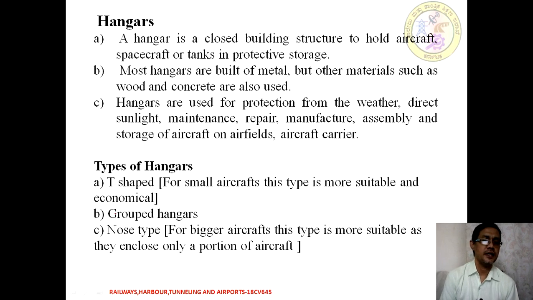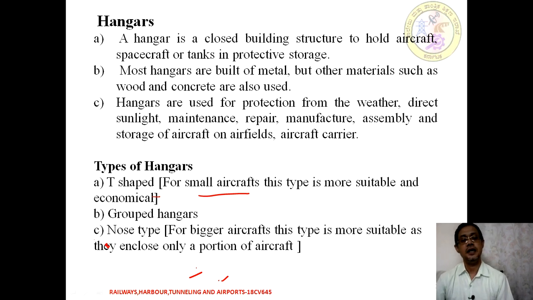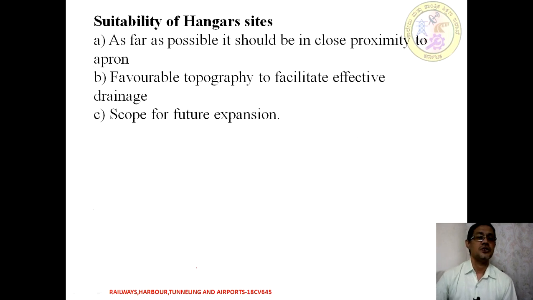The hangars are of three types. One is called T-shaped, which is used for very small aircraft. Where it is economical to provide it, it is called a grouped hangar. And the third category is the nose type of hangar, where for bigger aircraft only the nose and a certain part is covered or sheltered. How do we select a site suitable for hangars?